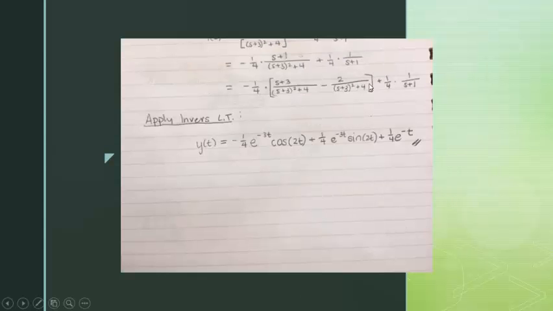So from the term here, using the formulas given, this will directly give you cosine of 2t. 2 comes from the square root of 4. And then you'll notice this is a negative and a negative, so I have a plus 1/4. And this is the formula for e to the -3t sine of 2t. And this last term, that's a piece of cake, 1/4 e to the -t. And so you've now completed this problem.